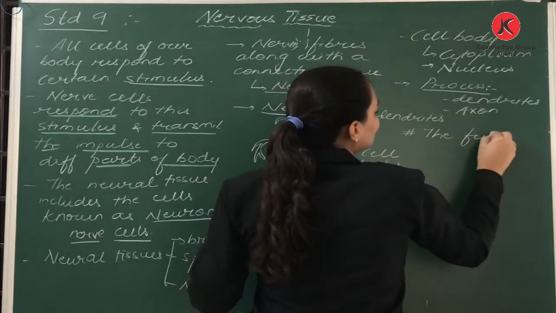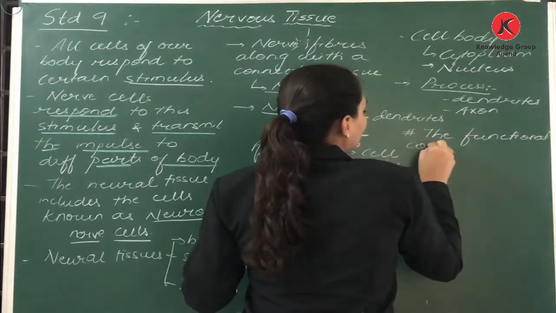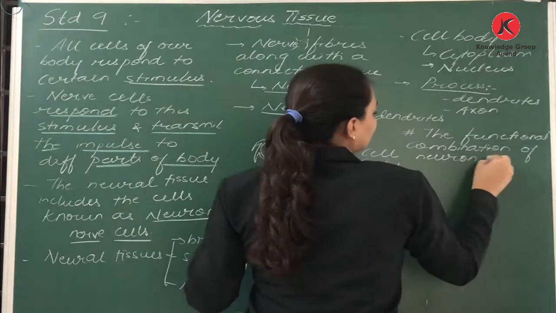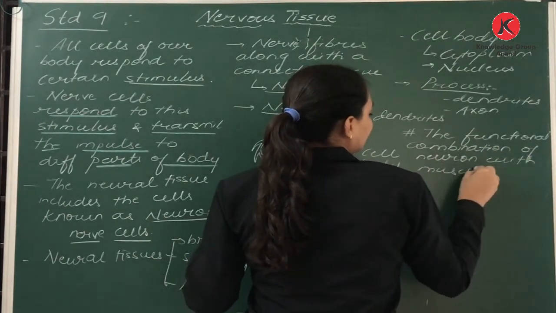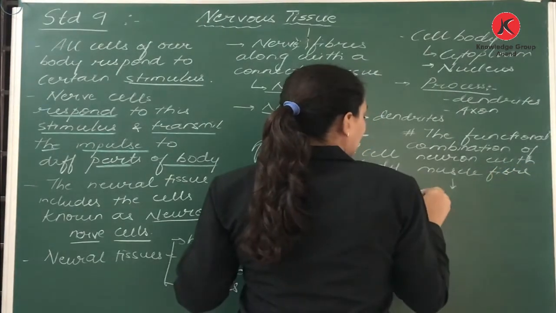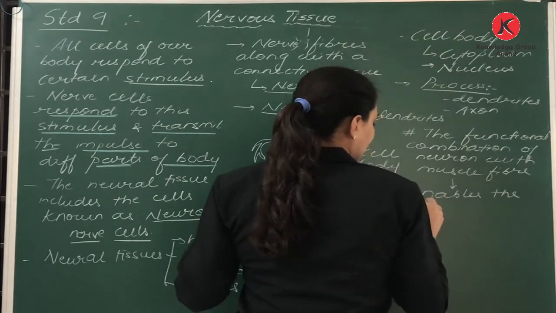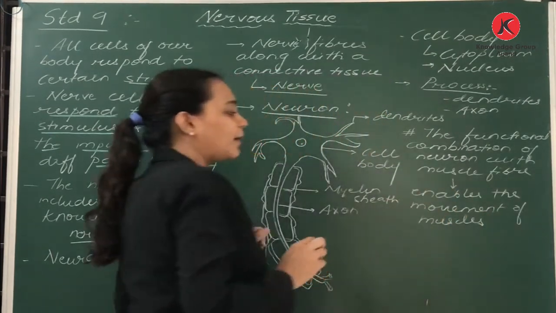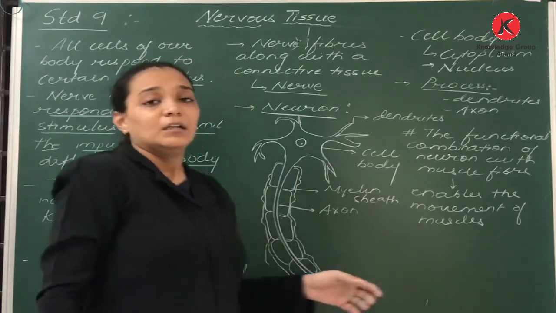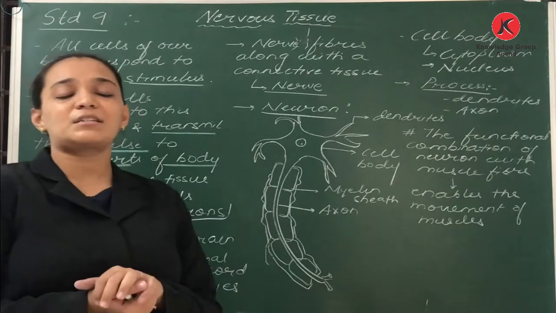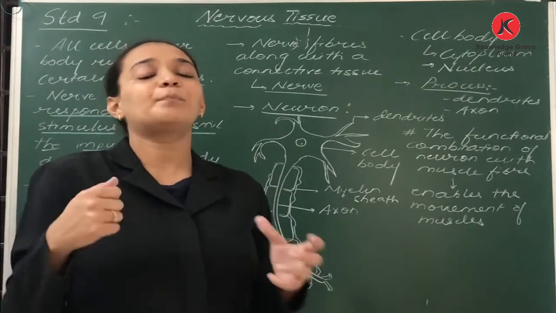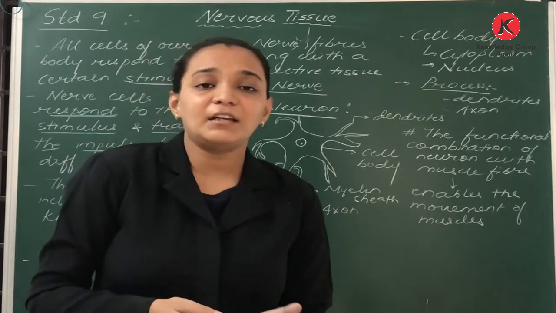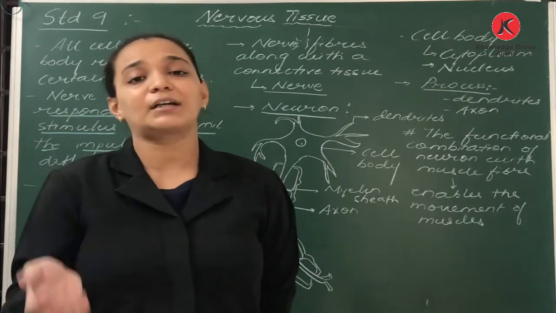Moreover, the functional combination of a neuron with muscle fiber enables the movement of the muscles. अब ये पॉइंट क्या लिखा है? जब हम मसल्स की बात करते हैं तो हम कहते हैं कि muscles have a property to contract and to relax. But this property of contraction and relaxation of the muscles is due to what? इस प्रॉपर्टी के लिए, कॉन्ट्रैक्शन के लिए कोई स्टिम्युलस की तो जरूरत है, तब जाके मसल कॉन्ट्रैक्ट होंगे.